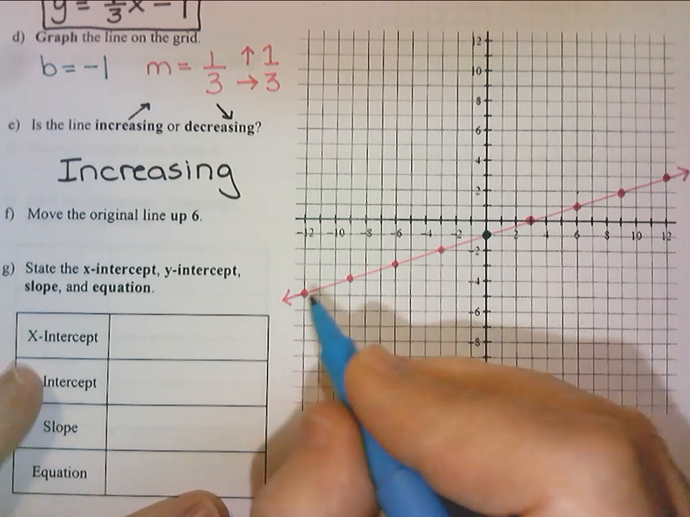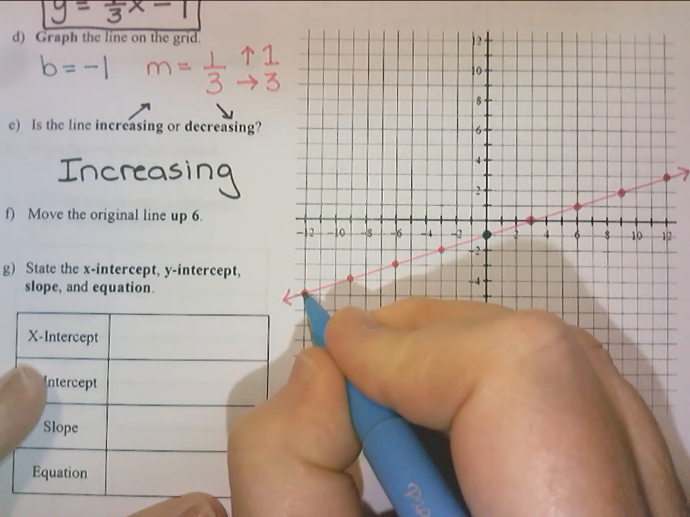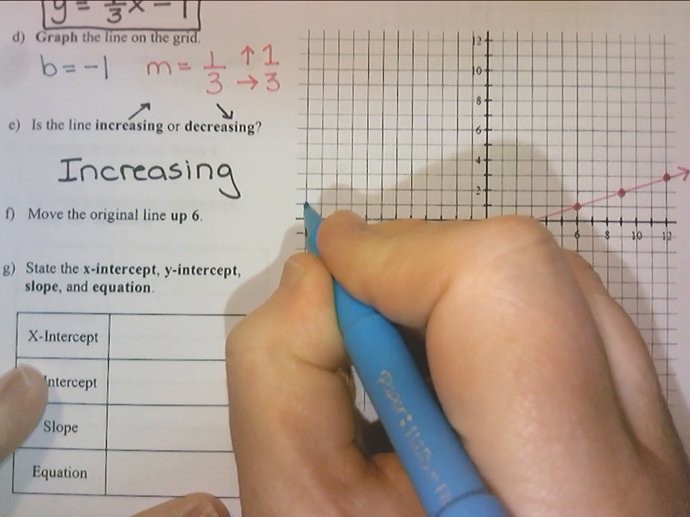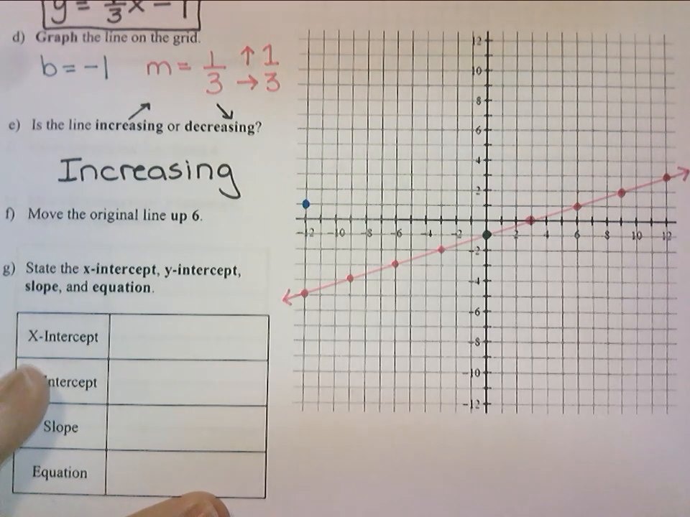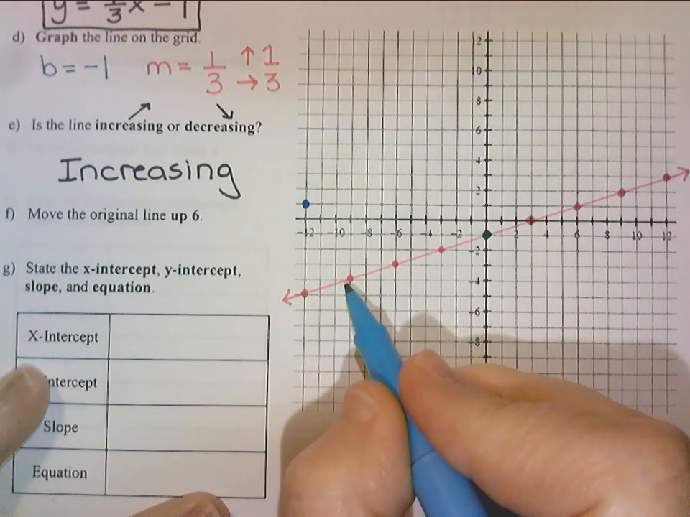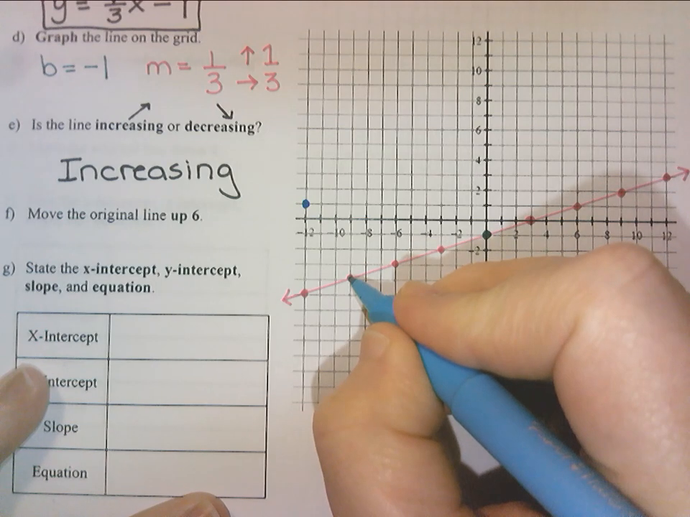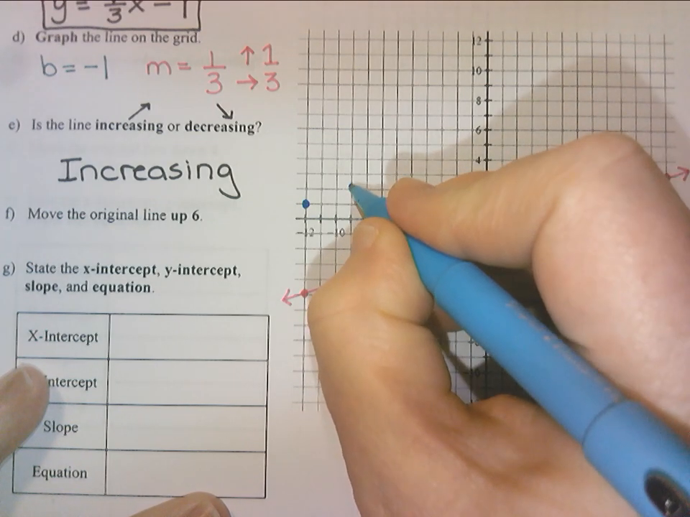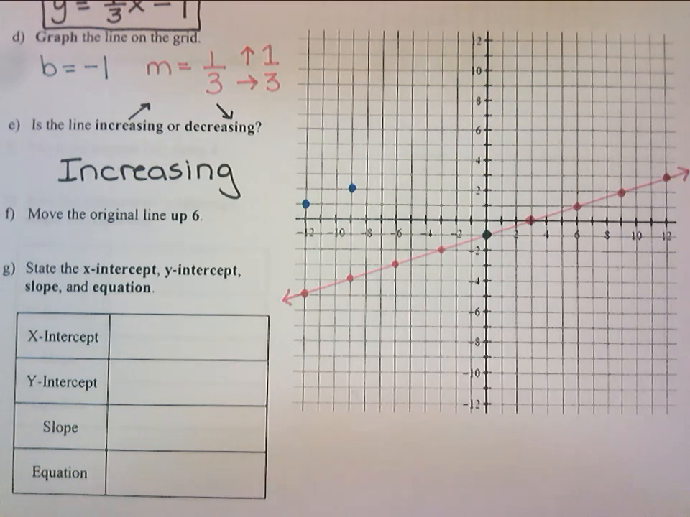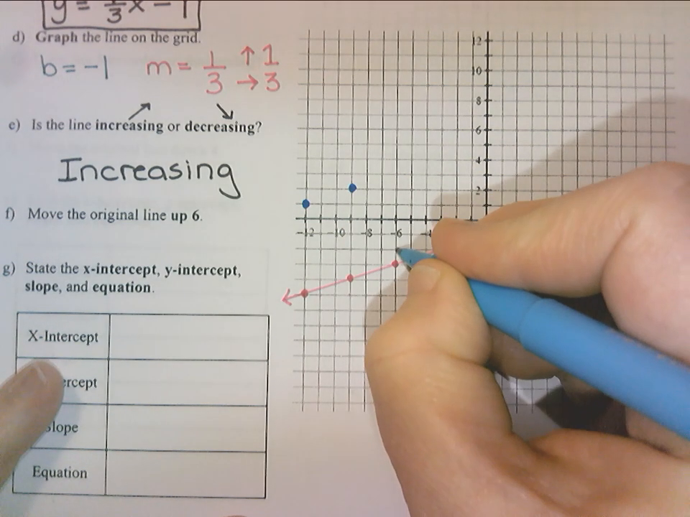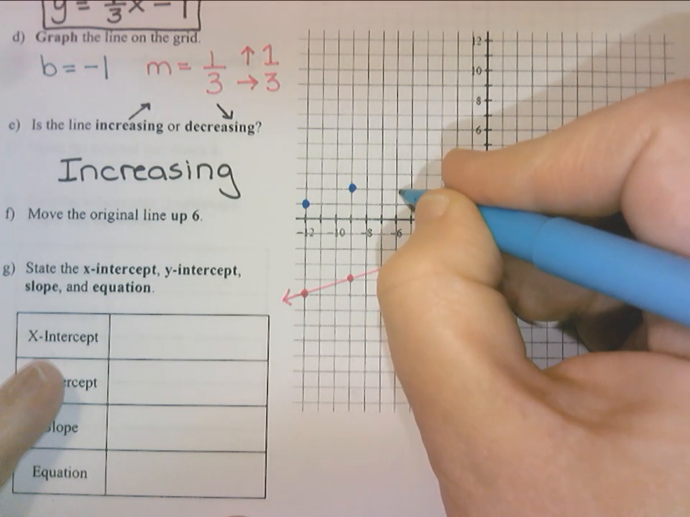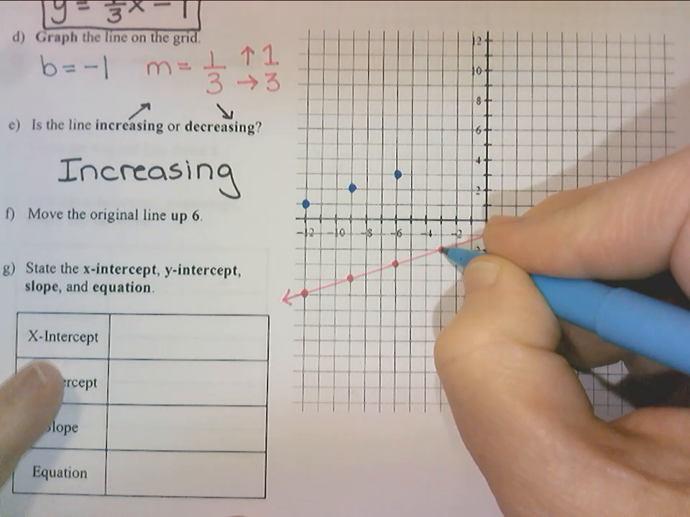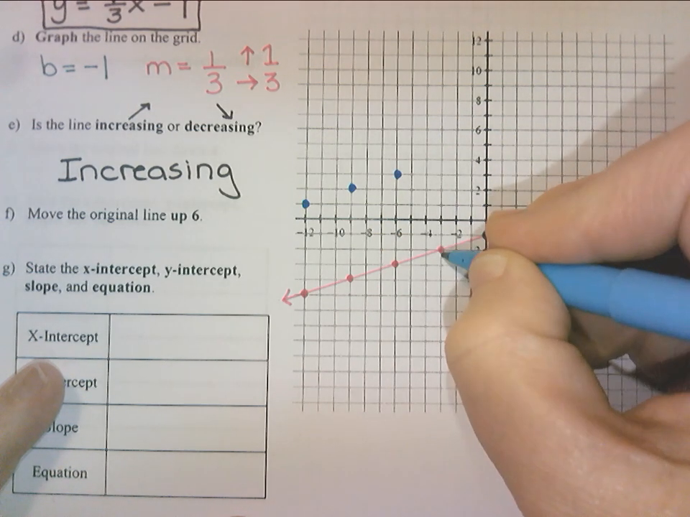So I'm going to start with this point here, and I'm going to move up 1, 2, 3, 4, 5, 6 squares straight up, and I'm going to make a new point. And then I'm going to take this point and move it 6 squares straight up. There's my new point. We're going to move this one up 6 as well. We're going to keep going.